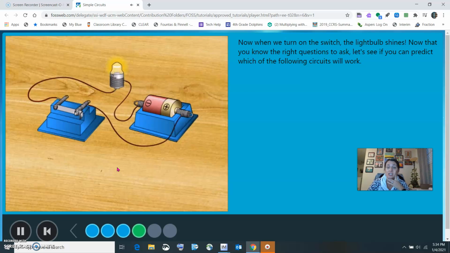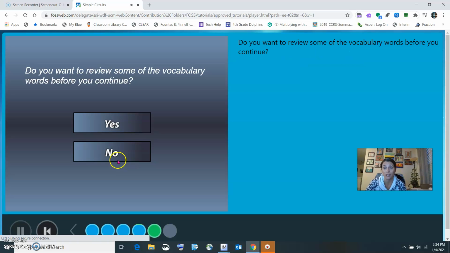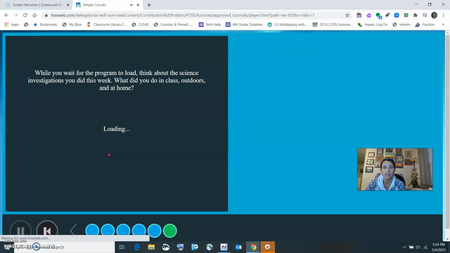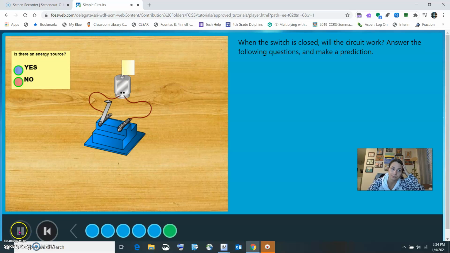Now that we know the questions to ask, we're going to see if we can predict whether the following circuits will work. Okay, so we're waiting for it to load. Looking at the pictures, right here, we've not seen this before. This is the motor. We've got to predict if this is going to work. On a motor, in order for it to work, do you see these 2 black dots? These 2 ends of the wire have to be right there by those black dots.